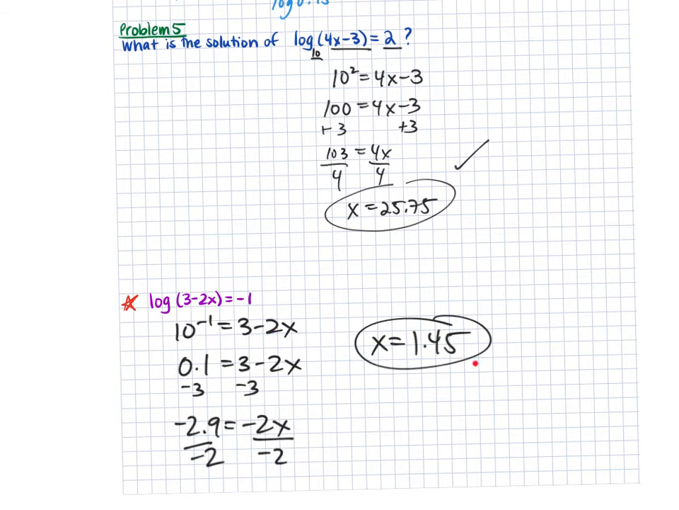Okay, hopefully you got 1.45. So here, this is an invisible 10, so 10 to the negative 1 equals 3 minus 2x. 10 to the negative 1 is just 1/10. You can rewrite it as a decimal. Subtract 3, divide by negative 2, and you get it. And then check that, multiply it by 2, subtract it from 3, and then take the log of it. You should get negative 1.